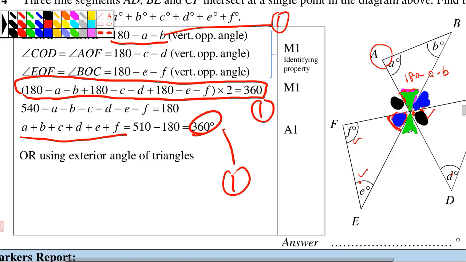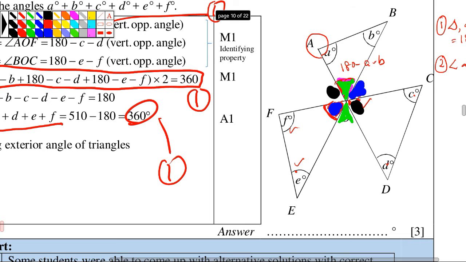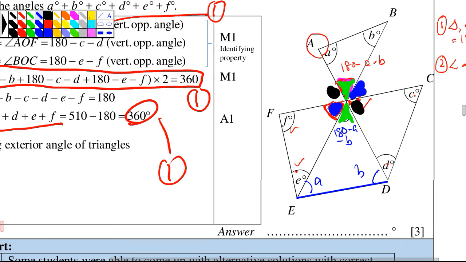Some of you draw a line here and tell me this is 180 minus A minus B. Therefore, this must be A, this must be B. Then you take 360 minus everything. This is legit working. I explain again. Some of you draw a line here. Then you write, this is 180 minus A minus B. Therefore, this is A, this is B. This working is correct.